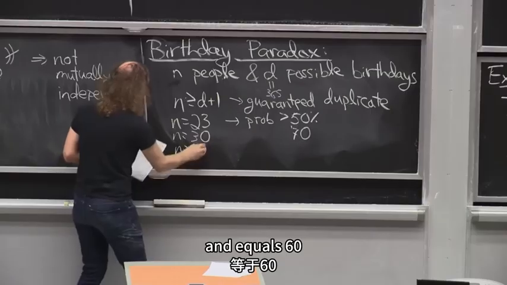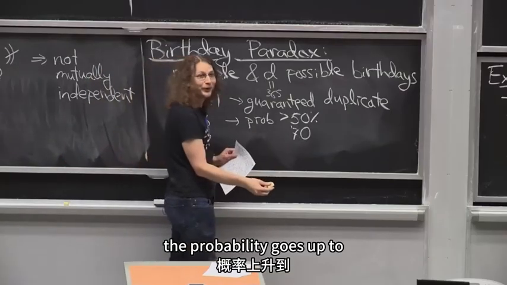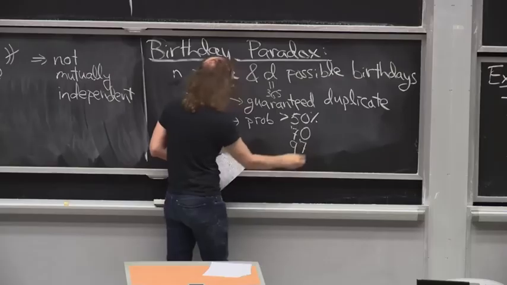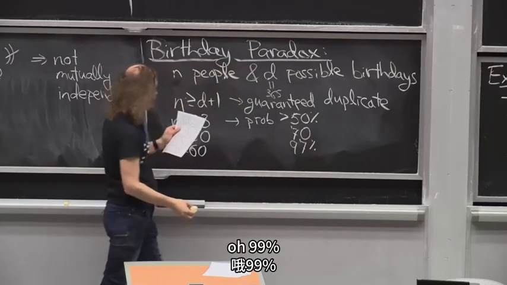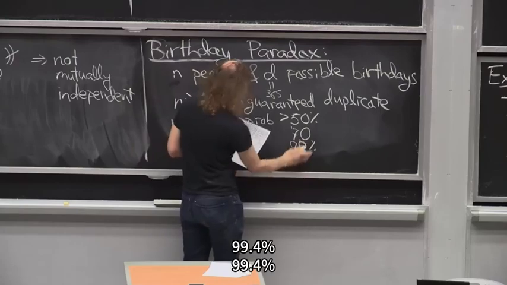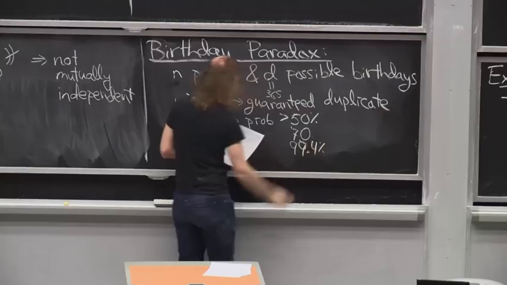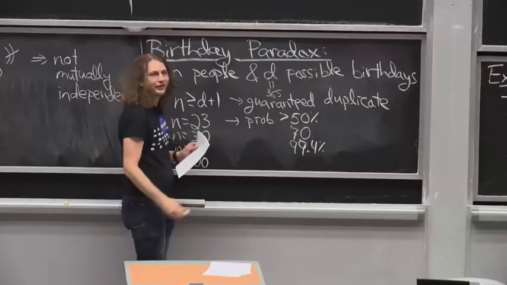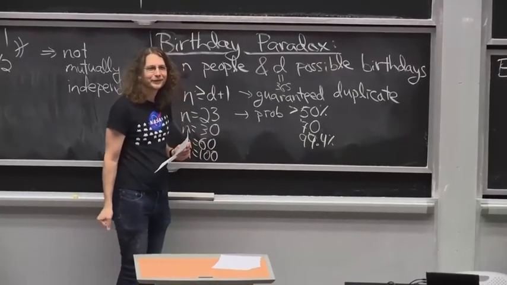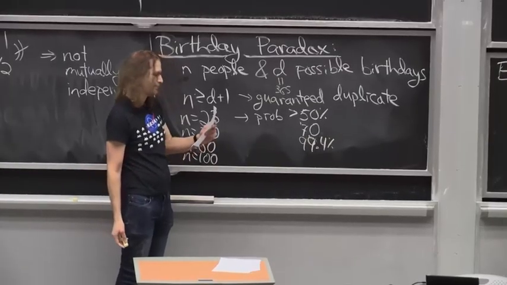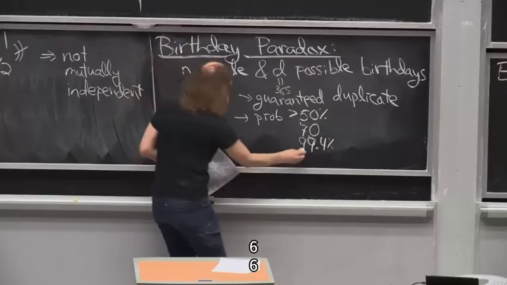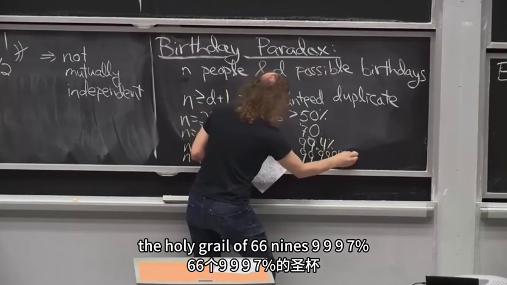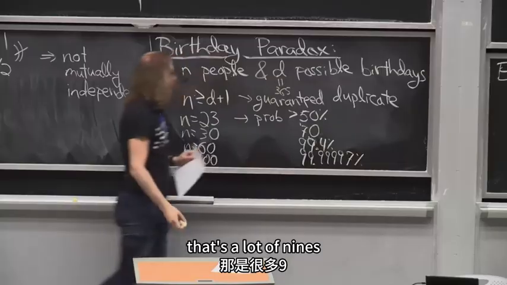N equals 60, the probability goes up to 97%. Oh, 99%. 99.4%. Okay, very high. N equals 100. Any guesses how many nines? 5? 6? 6 nines. The holy grail of 6 nines. 99.99997%. It's a lot of nines.